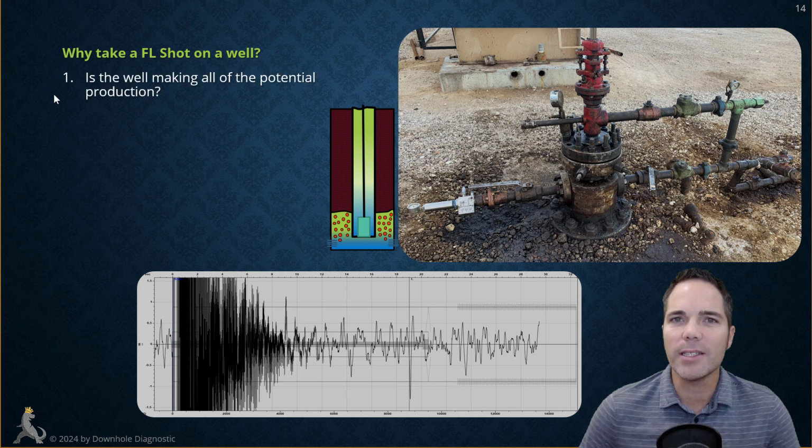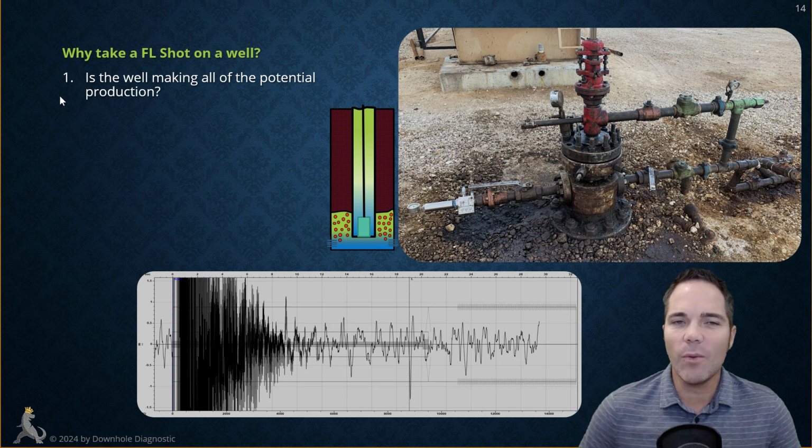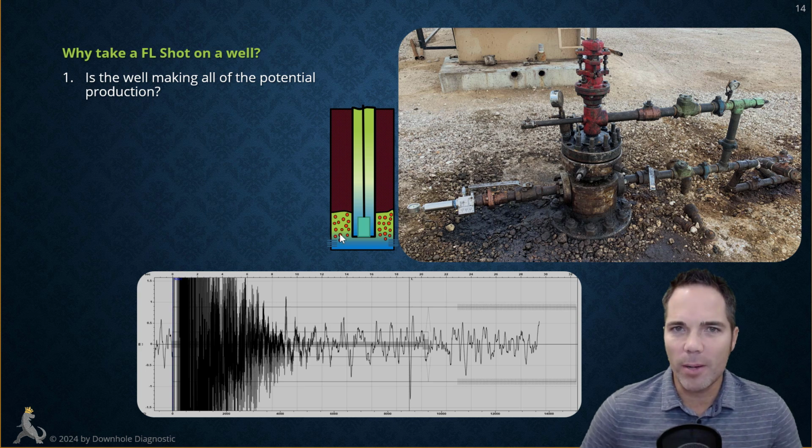Well, the main reason that you usually take a fluid level shot is you want to understand, is the well making all of the potential production? So are we getting all the fluid out that's above the pump intake? And you can only produce things that are at the pump intake or above. Your pump can't have a little straw going down to the bottom of the well, sucking it up. So we're looking to see how much fluid is above our pump intake, depending on whatever form of artificial lift we have. If we have a rod pumping system, where's our seating nipple set at? That's what we want to know.